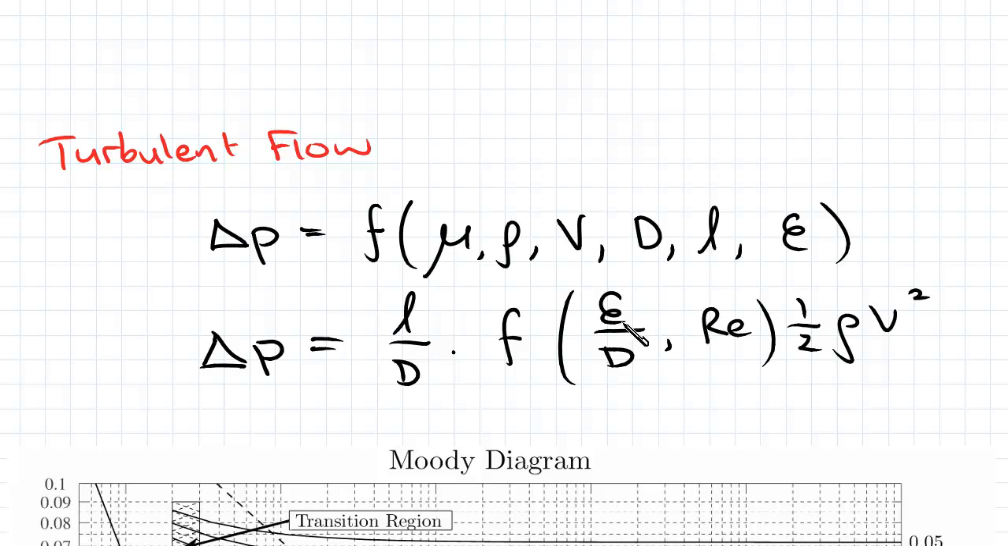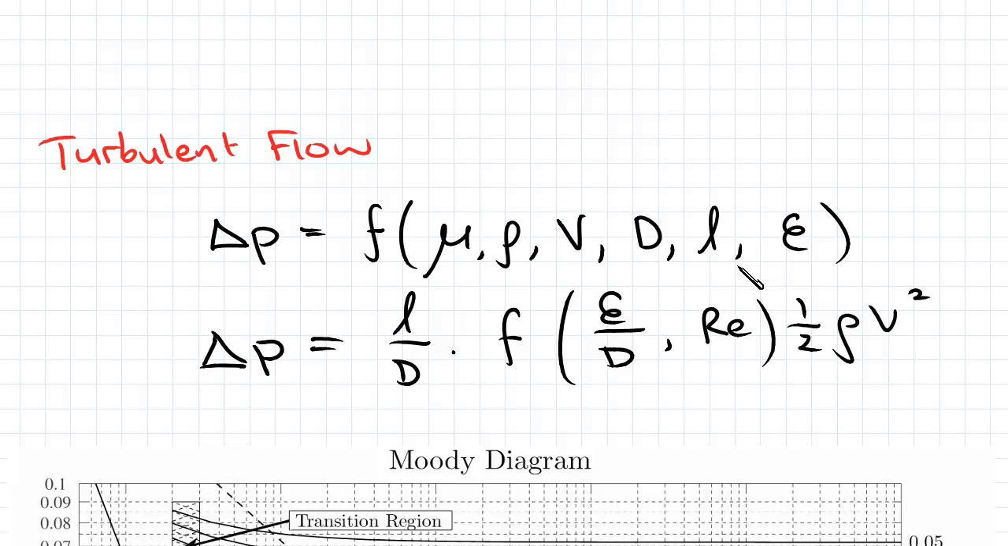So for laminar flow we didn't have this term here. Now we've got to consider roughness. That makes things quite a bit more complicated. F is not given as 64 on Re for this case, for turbulent flow. Instead it follows a complicated curve that can only be graphed experimentally due to the effects of roughness.